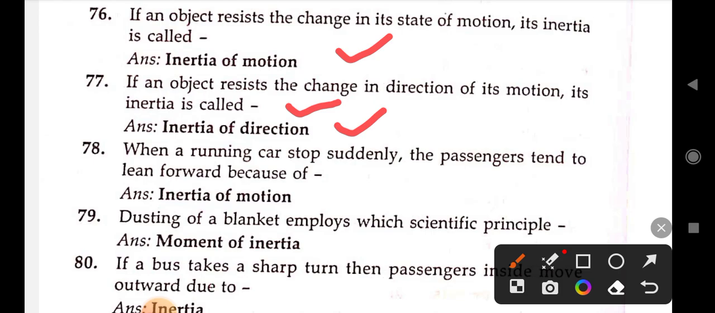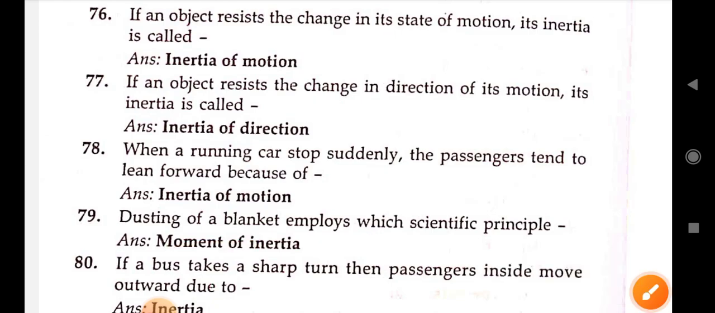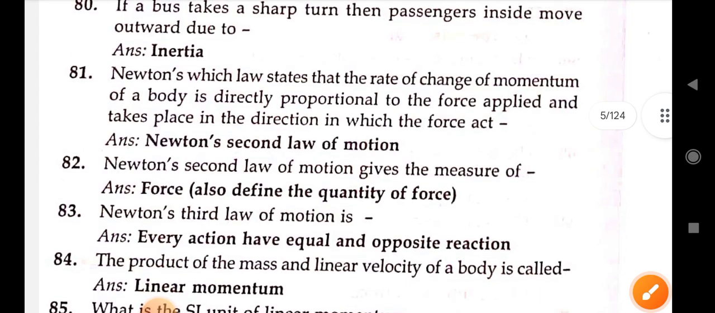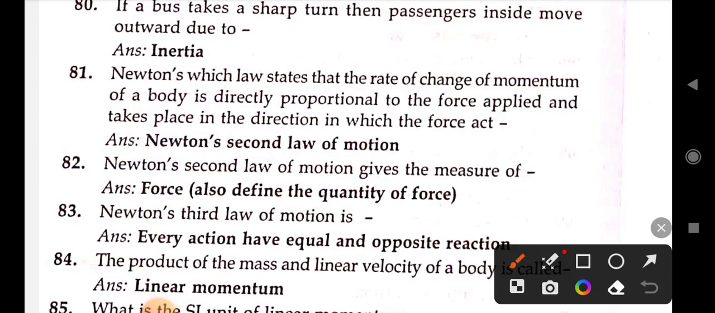When a running car stops suddenly, the passengers tend to lean forward because of inertia of motion. Dusting of a blanket implies which scientific principle? Inertia. Next, if a bus takes a sharp turn, then the passenger inside moves outward due to inertia.